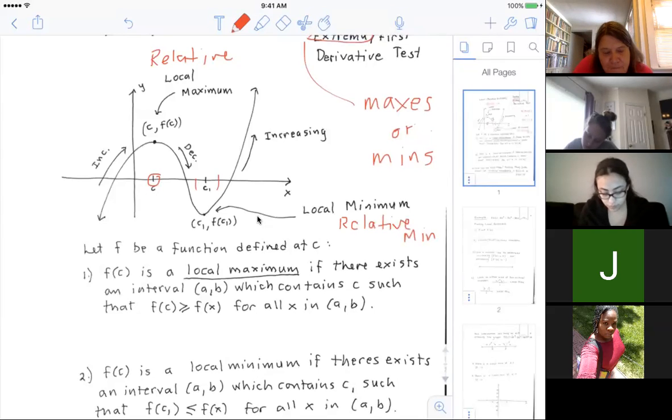All right. Guys, as far as taking notes goes, my suggestion for you is to try to write down the definition I'm looking at. I've taken these straight from the book, okay?